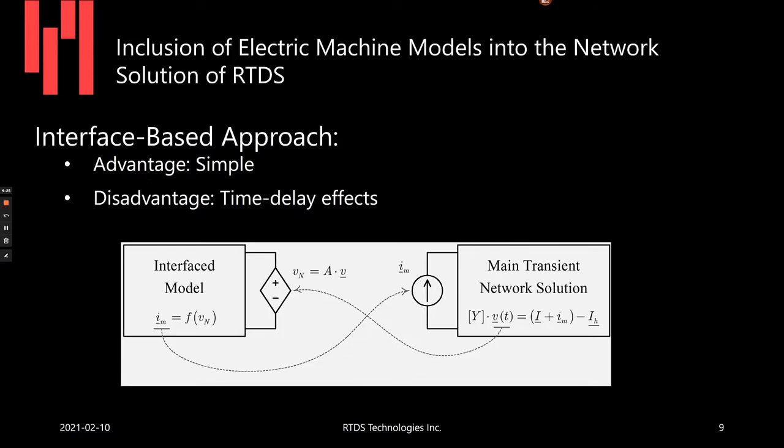When it comes to inclusion of the machine model in the network solution of RTDS, we have two main approaches. One is called the interface-based approach, where voltages from the network solution are received, the machine is solved, and the stator currents are injected back to the network as a current source. The method is simple, however it has some time delay effects, which can be mitigated with the use of snubbers and certain integration algorithms.